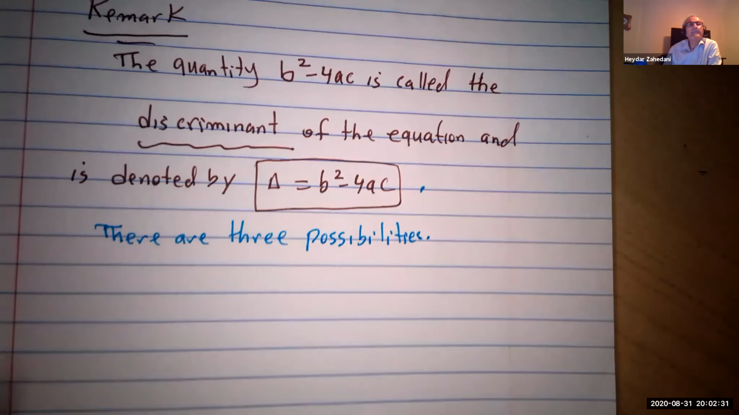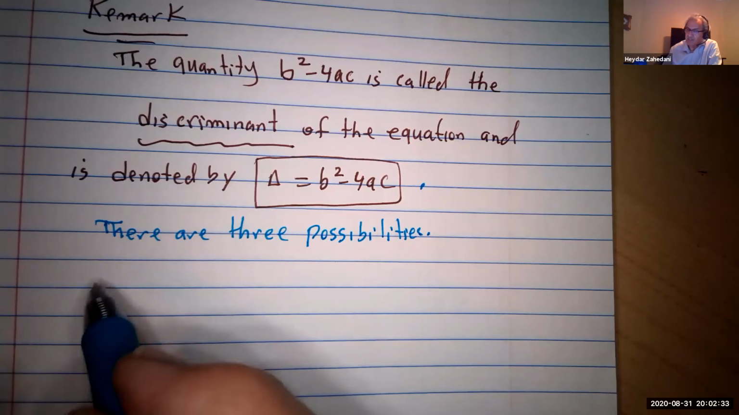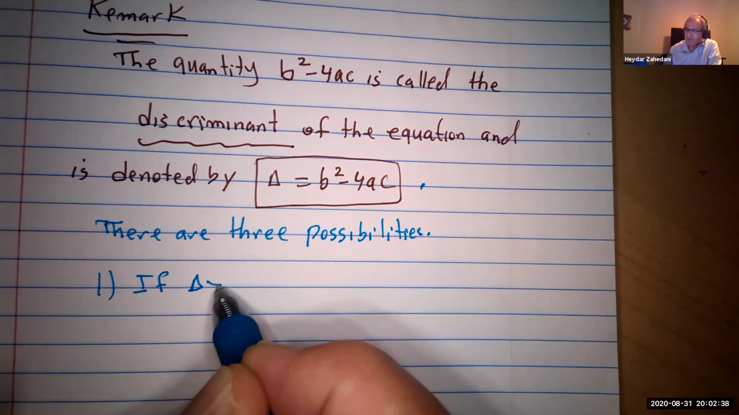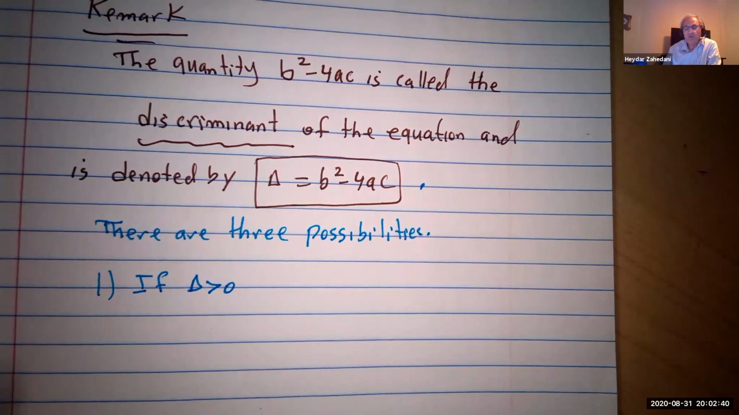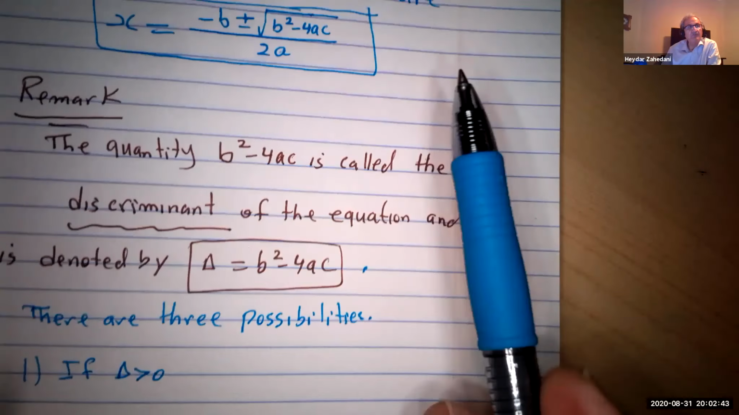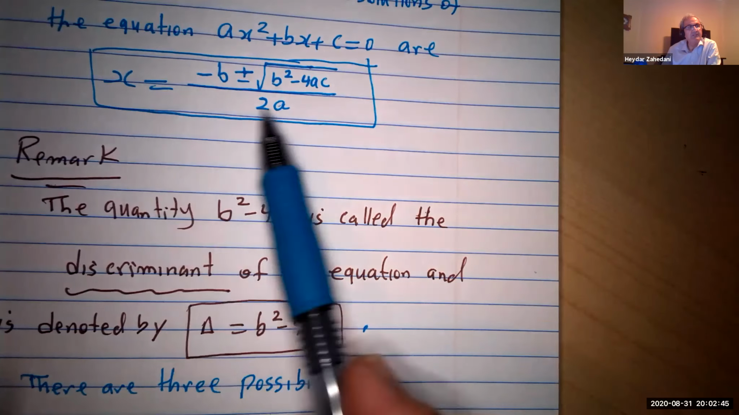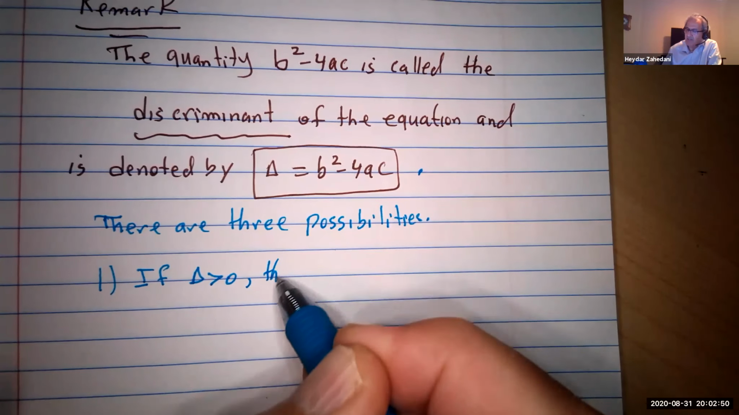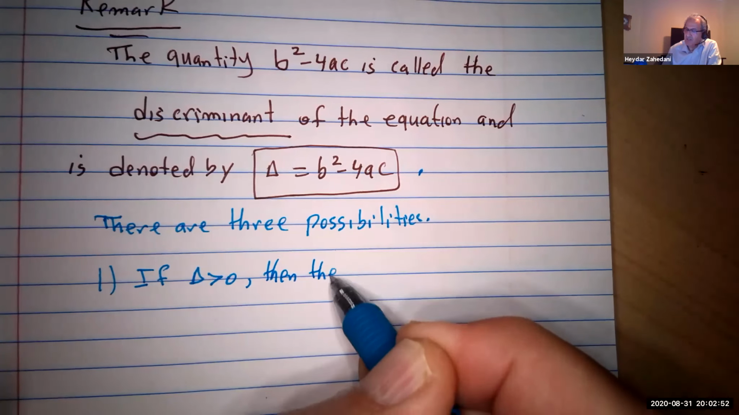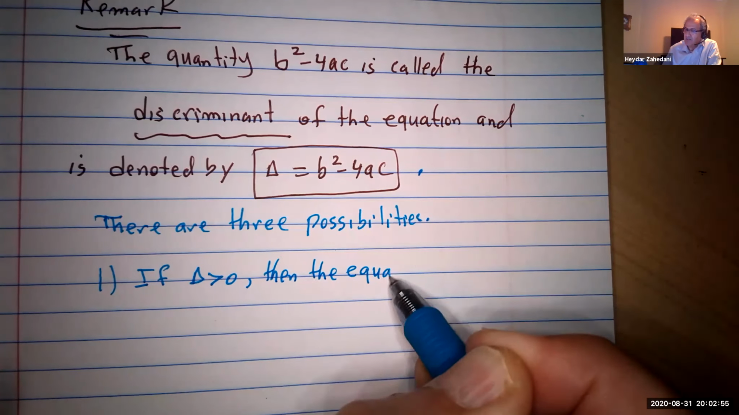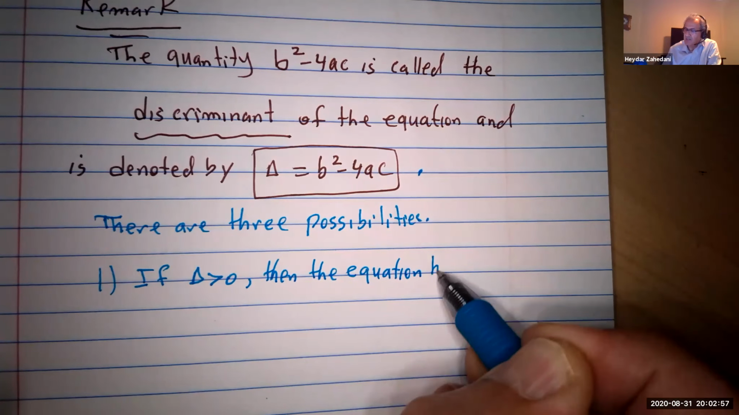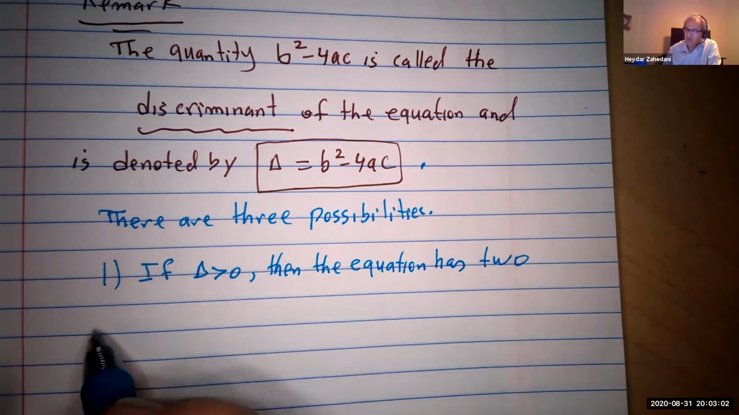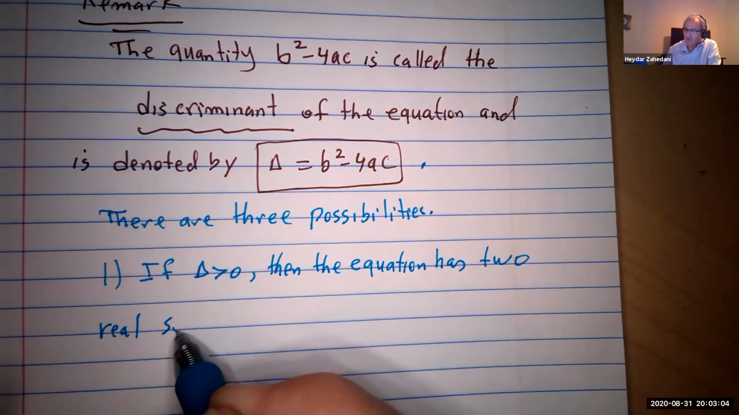Possibilities. What's going to be the first case? The first case, if this quantity is positive. So if delta is positive, we nicely find the solution. We substitute here and we get the solutions. If this is positive, then the equation has two real solutions.